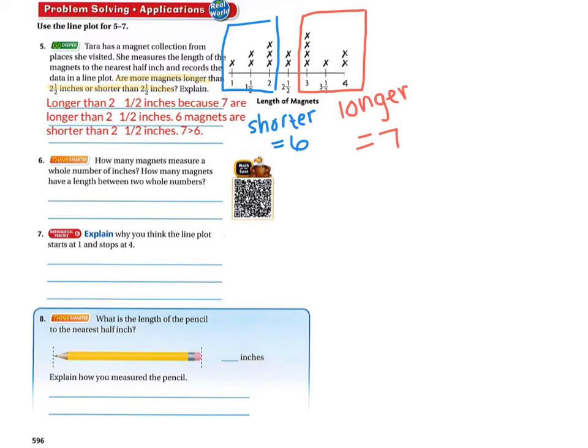Okay, now take a minute and reread the question. Are more magnets longer than 2.5 inches or shorter than 2.5 inches? We'll take a look. There are more that are longer. So there's our answer, longer than 2.5 inches, because, don't forget this explaining part right there. When it says explain, you better be writing because. Because 7 are longer than 2.5 inches. 6 magnets are shorter than 2.5 inches. 7 is greater than 6.